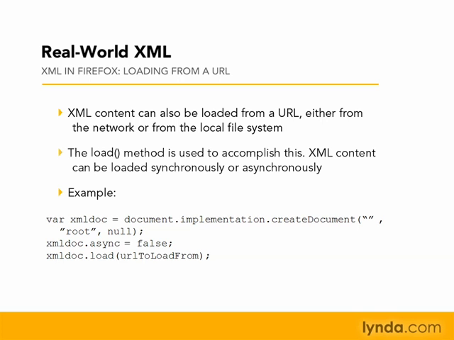In the example here, I have a variable named XMLDoc, and I'm creating it using the createDocument method like I did earlier on. In this case, however, I'm going to load it synchronously. Now, the default is to load documents asynchronously, so you have to explicitly set the async property on the document object to false if you want to load things in a synchronous fashion. Once I've done that, I call the XMLDoc's load function, and I pass in the URL that I want to load things from. I can just give it a file name, and it will load it from the same directory that this page came from, or I can give it an HTTP address, and it will load from that address as well, subject to all the security restrictions that your browser has.